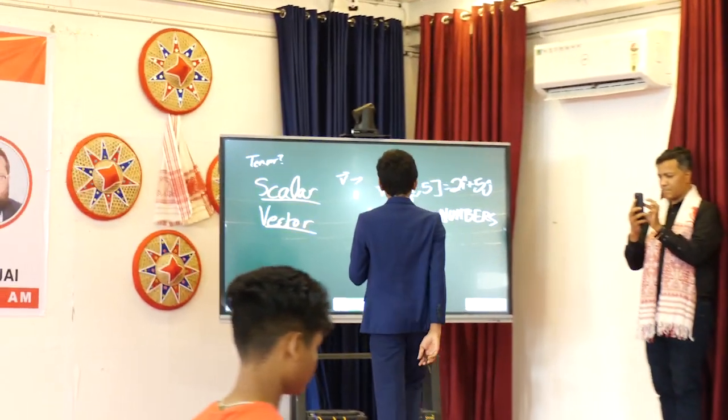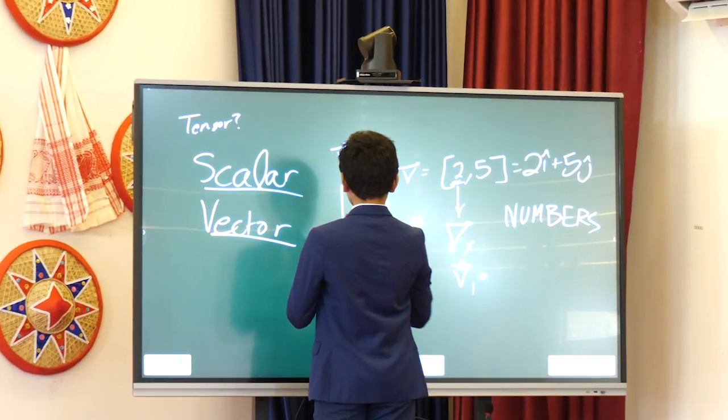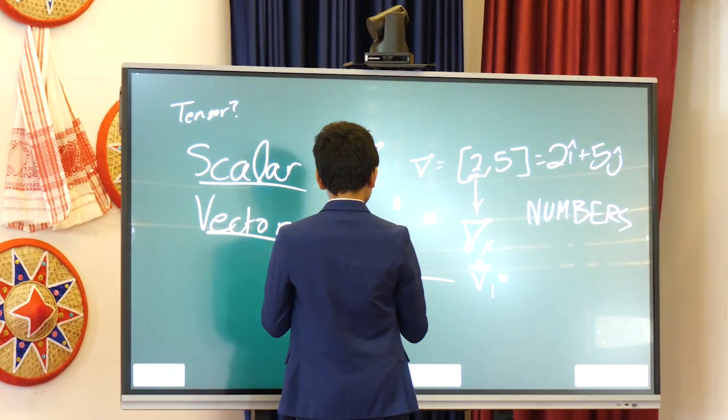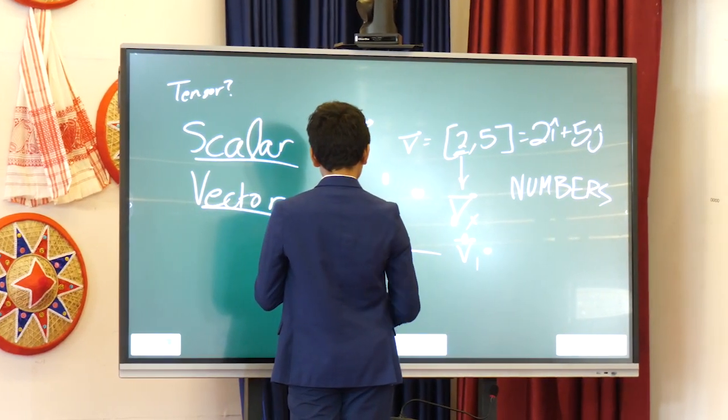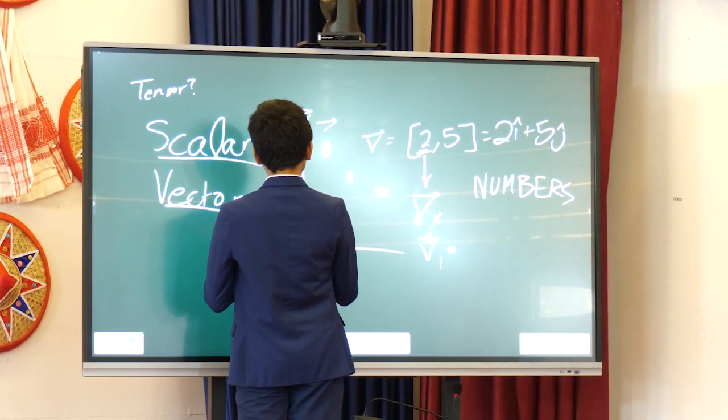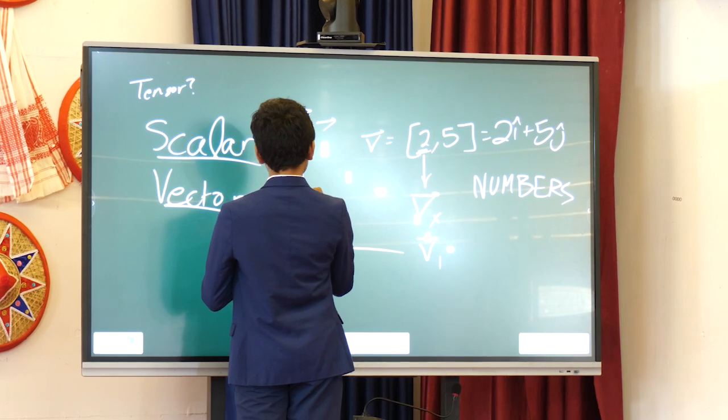So we have this vector 2, 5, which we are going to define in the coordinate plane. Of course, 2 is just going to be the x component right over here. And 5 is going to be the y component.